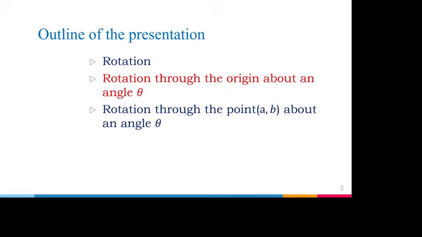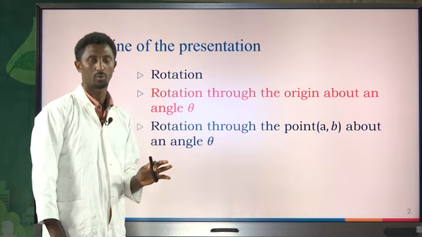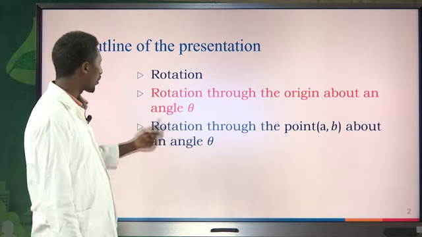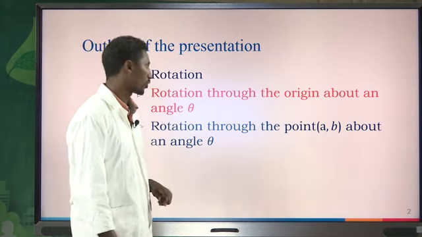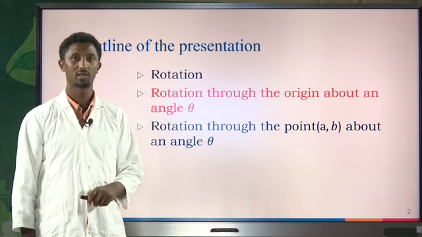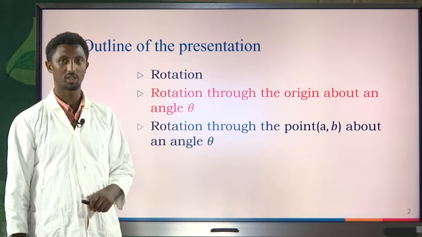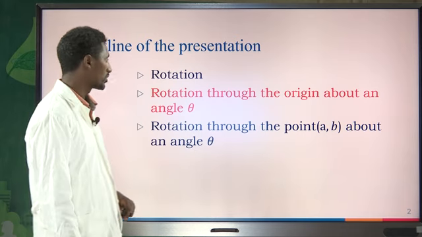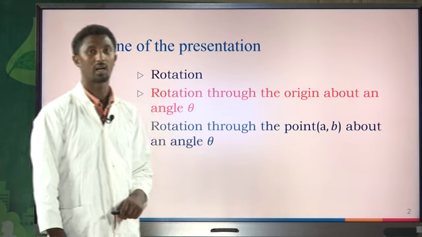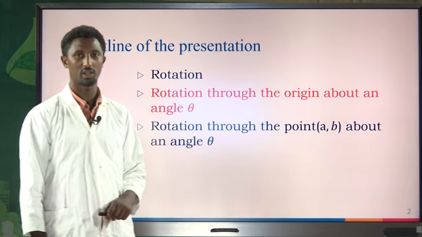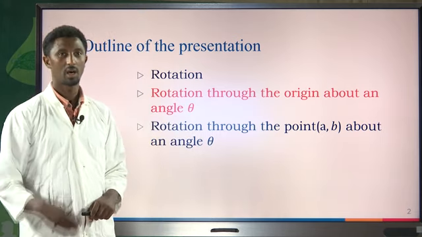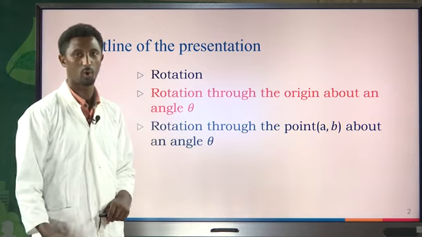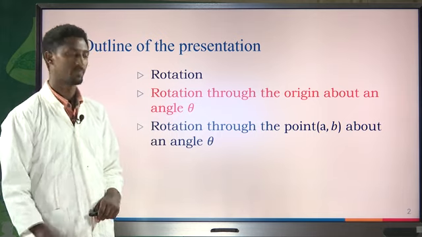What is rotation? It's one of transformation that is rigid transformation. So how we can determine rotation through the origin about an angle theta when the center of rotation is the origin. Similarly, we'll try to compute rotation through the point (a, b) about angle theta when the center of rotation is (a, b). How we can compute or how we can find the image of a given point, a given line and a given circle.